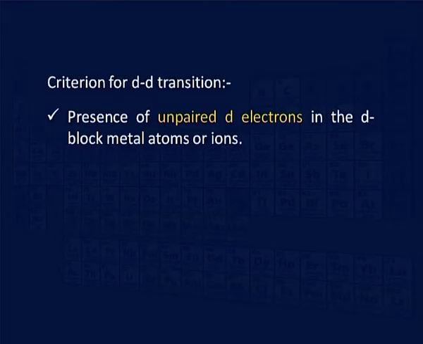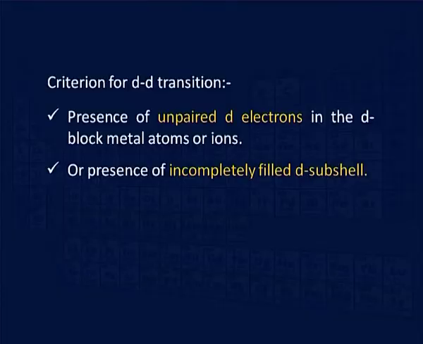But the question is, what is the criteria for this d-d transition? Can we have d-d transition in all transition metal ions? No. It requires an unpaired d electron in the transition metal atom or ion. If a transition metal atom or ion does not possess any unpaired d electron, then d-d transition is not possible in such a metal ion. The example, which we have already seen in the beginning, is scandium, wherein we have 3d0, no unpaired electron is possible, and therefore, no d-d transition in the case of scandium 3 plus.